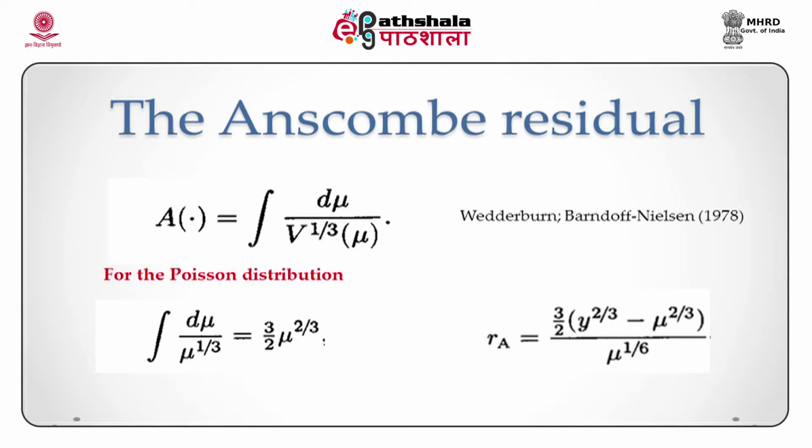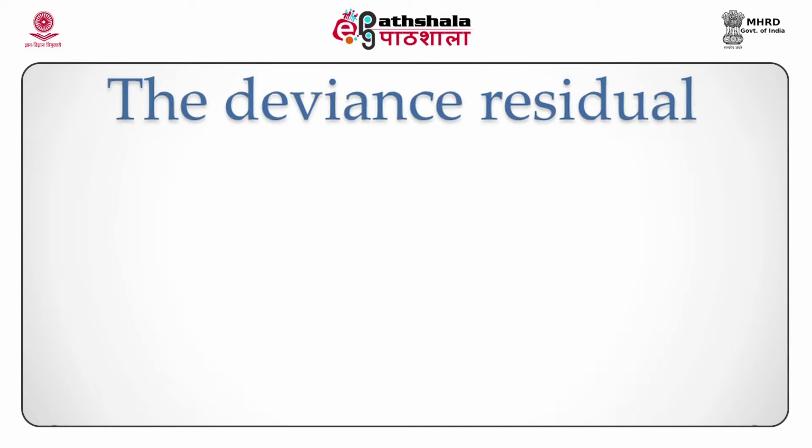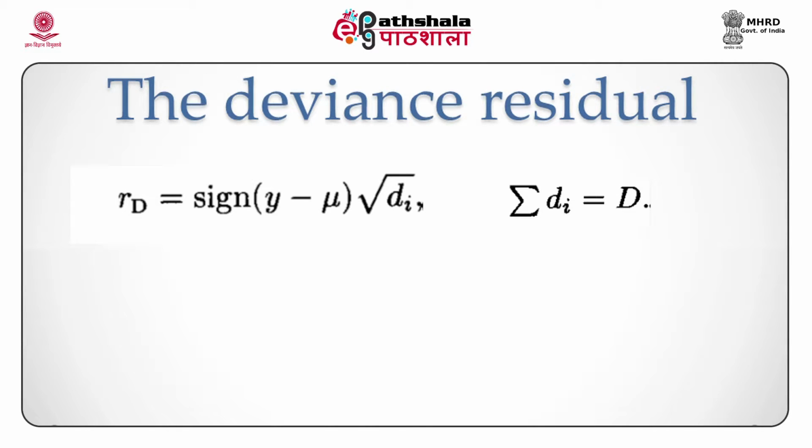A third and more common residual for the GLM, in fact, the most common form of the residual for the GLM, is the deviance residual. The motivation for the deviance residual is similar to the Pearsonian residual as well as, in some sense, to the Anscombe residual. It is defined as Rd equal to the sign of (y minus mu) times the square root of di. Di here is the contribution of the ith individual to the overall deviance.